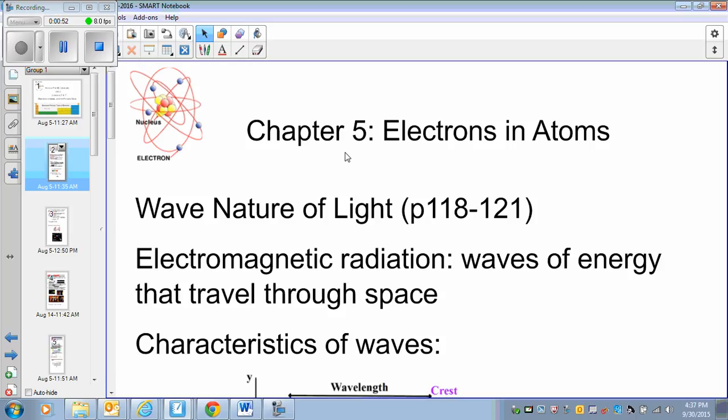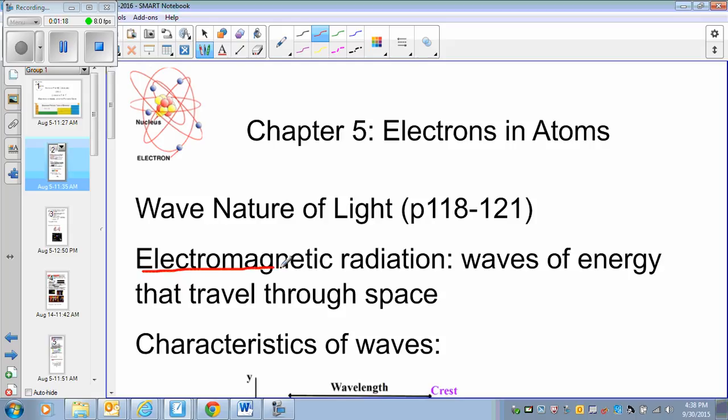This chapter talks about the wave nature and the particle nature of light. So which light? The light that we see, the white light, or the light that comes out of the element when you heat it. So we'll talk about all that light part. This is in your book, page number 118. And let me grab my pen. So page number 118 to 121.